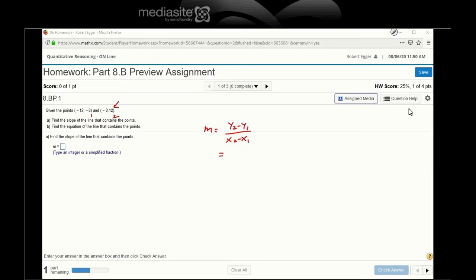y2 is 12. y1 is minus 8. x2 is minus 8, and x1 is minus 12. So 12 minus minus 8 is really 12 plus 8, and negative 8 minus minus 12 means minus 8 plus 12. 12 plus 8 is 20. Minus 8 plus 12 is 4. So 20 over 4, we have a slope of 5.